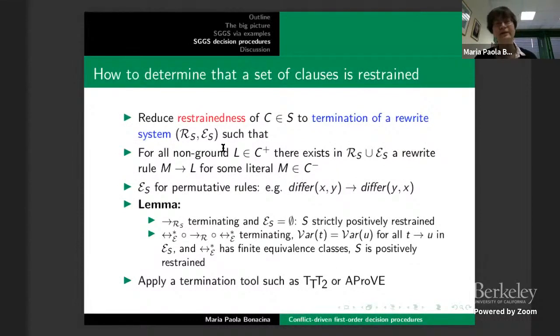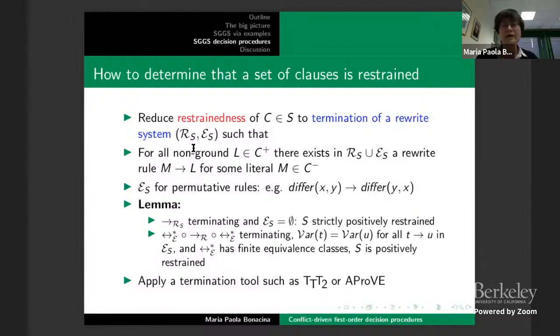But then the question is, okay, we have this restrained property, but how can we determine that a set of clauses is restrained? The problem can be approached by reducing it to termination of a rewrite system. Now, in general, this is an undecidable problem, of course, but there exist tools such as TTT2 or AProVE, which allow to determine whether many rewrite systems of interest are terminating or not.